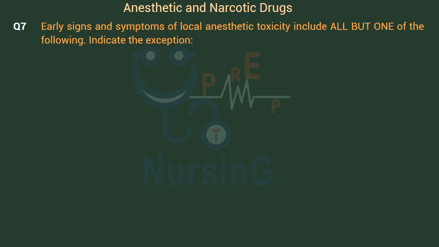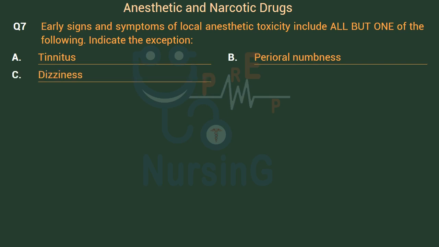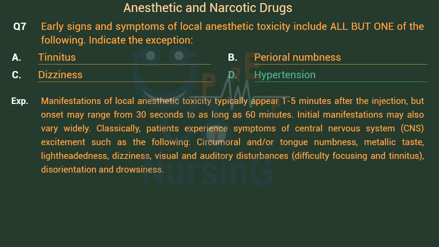Early signs and symptoms of local anesthetic toxicity include all but one of the following. Indicate the exception. Option A, Tinnitus. Option B, Perioral numbness. Option C, Dizziness. Option D, Hypertension. Right answer is Option D, Hypertension.